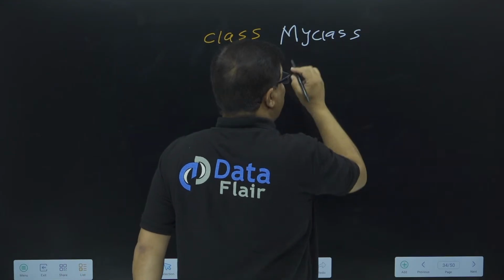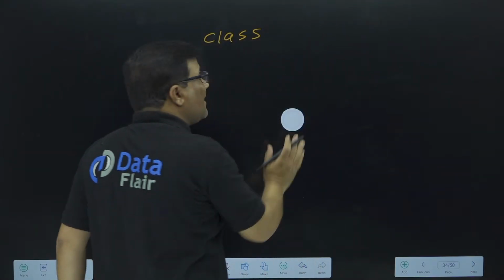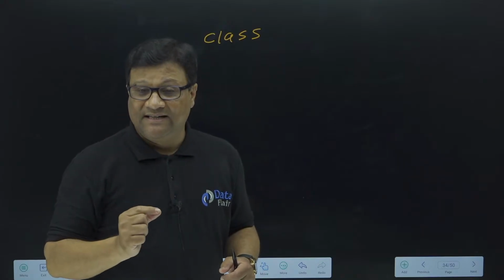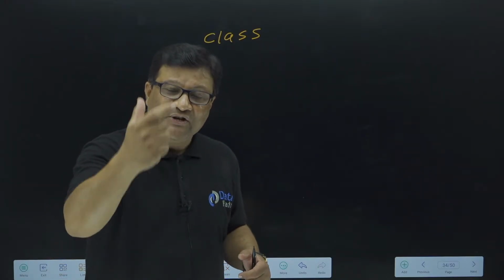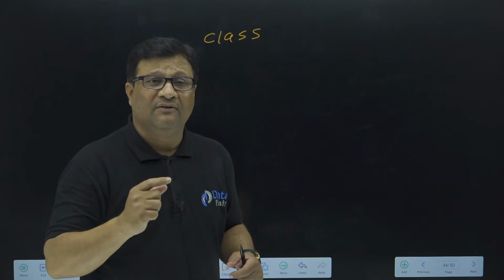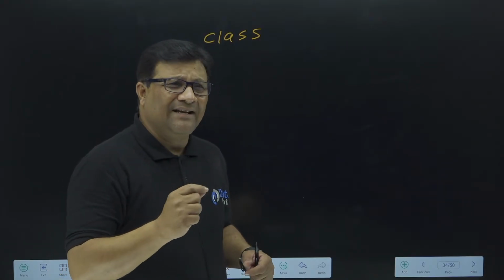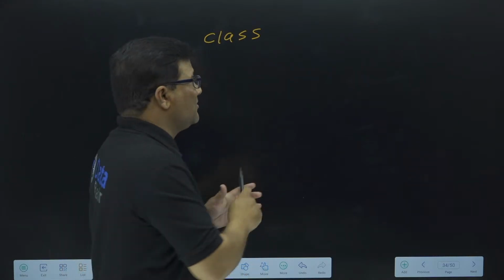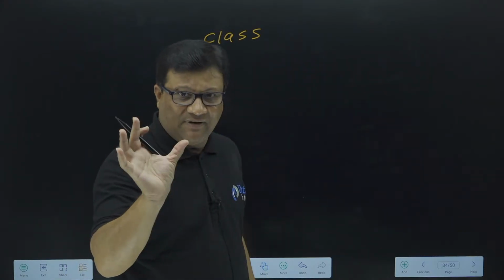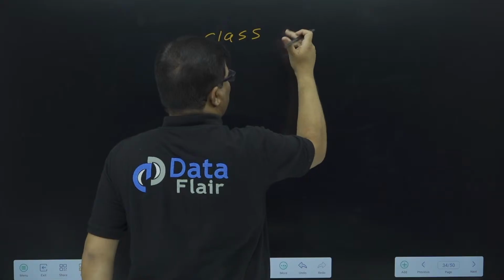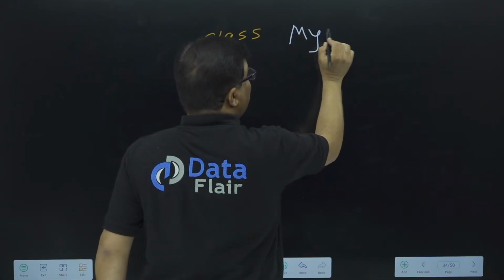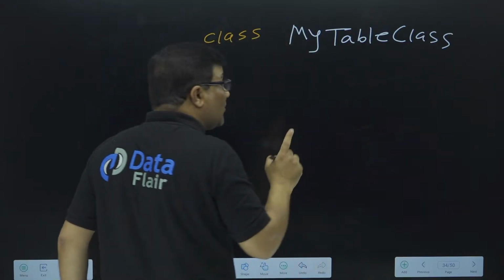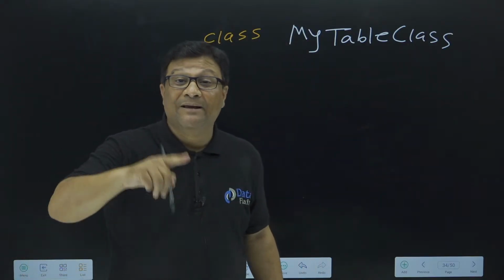Okay, my class. Suppose your class name contains more than one word. The camel convention says the first letter of every new word is capital. Suppose your class name is something like my table class, so three different words. I'll write this class name as M capital, T capital and C capital: MyTableClass. This is called the camel convention.